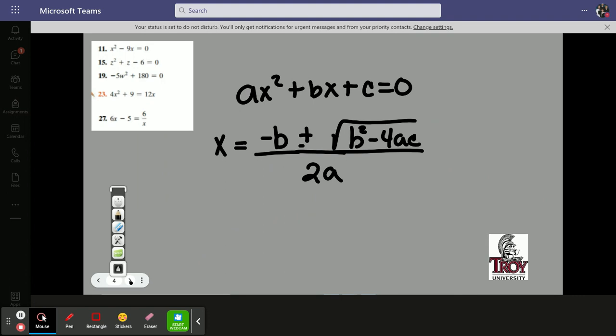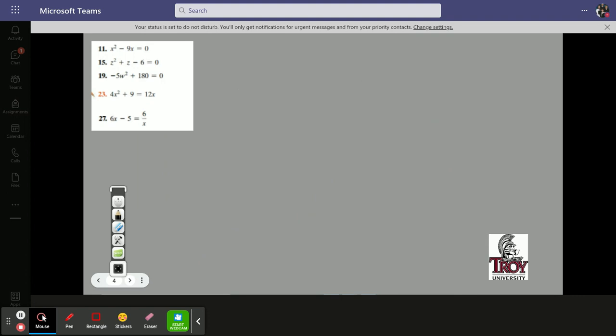We're going with 2x squared minus 5x minus 3 equals 0. Who's A? 2. Who's B? Negative 5. And C is negative 3.